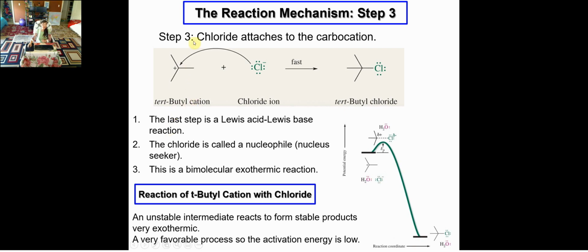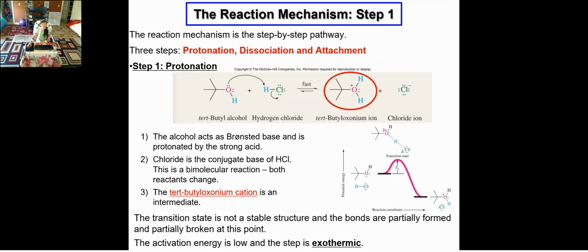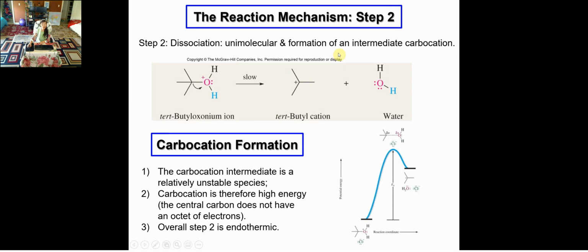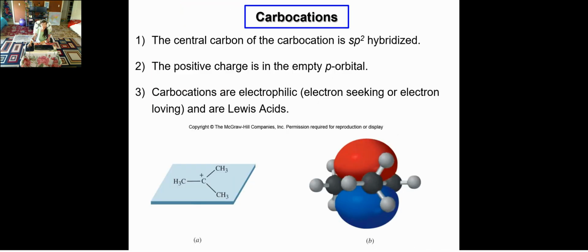Generally speaking, the last step, the third step, is the attachment between chloride, the nucleophile, and the carbocation. This reaction involving two molecules is a rapid step. So that's generally the three steps. First one, protonation. Second one, dissociation. Third step, attachment. Through three steps, you form an alkyl halide by using alcohol and hydrogen halides as reactants.